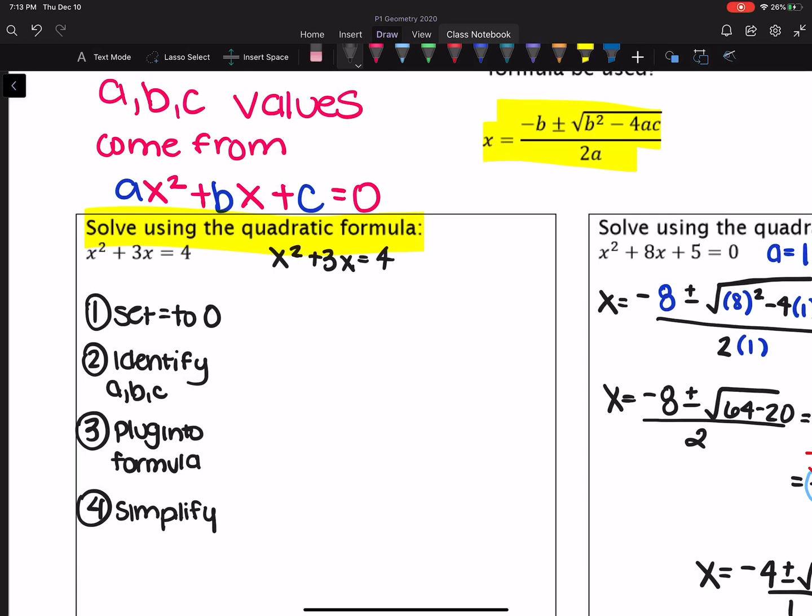And our a, b, and c values, which we'll have to substitute into this equation, come from the standard form of the quadratic equation. So in the first example, we start off with the equation x squared plus 3x is equal to 4. Before I can identify my a, b, and c values, I want to set this equation equal to 0. So in order to do that, we're going to have to move 4 over to the left-hand side.